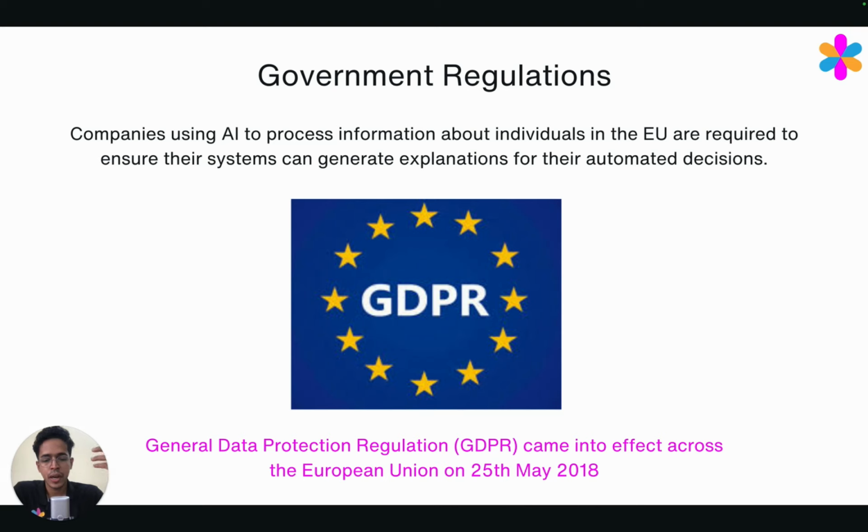If you are running this lending company out of Europe, and you want to make the lending decision fast, you have to have an AI system. And government regulation is one major thing which will cause you a lot of headaches. So whatever AI system you are using, you have to have the ability to explain the decisions of this AI.